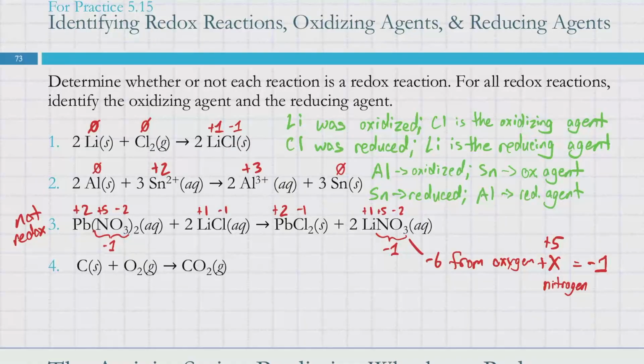And then our last one, we've got carbon in its normal natural state. So we give that a 0. We've got oxygen in its normal natural state of being O2. So that gets a 0. And then we've got a molecular compound where we've got carbon and oxygen. Oxygen shows up on our list. It's the third entry from the top. It gets its preferred -2. To balance that out, we need to give our carbon a +4. So carbon went from 0 to +4. Its oxidation number went up. So carbon was oxidized.